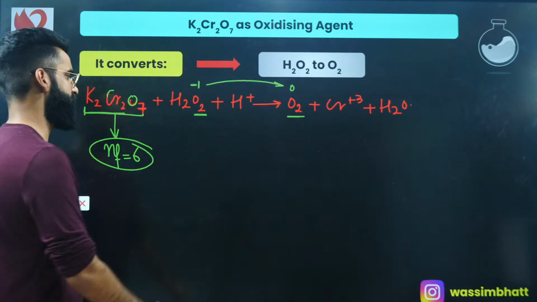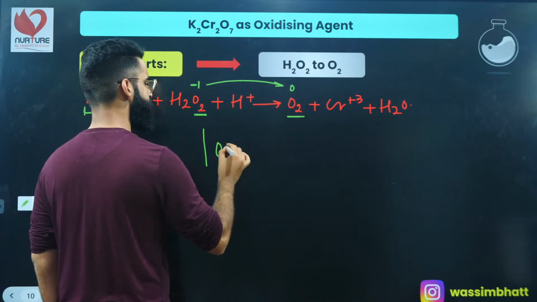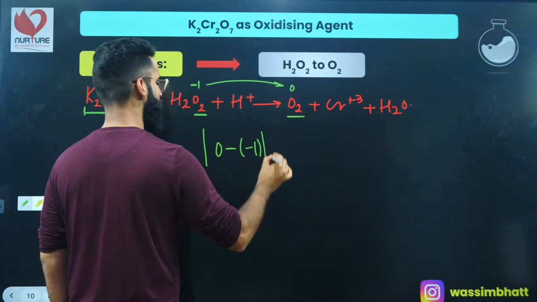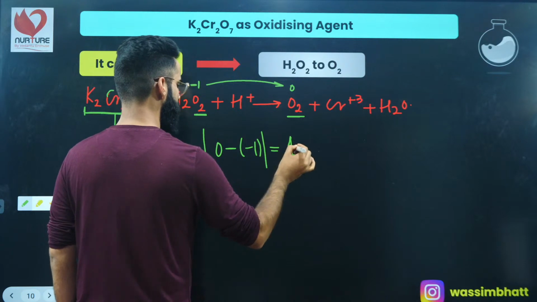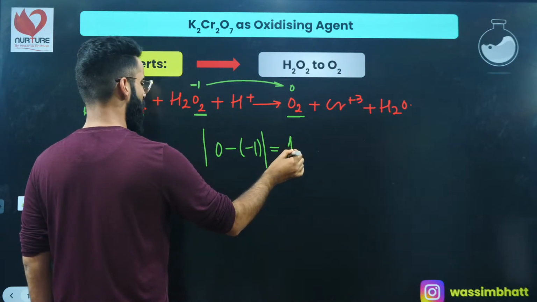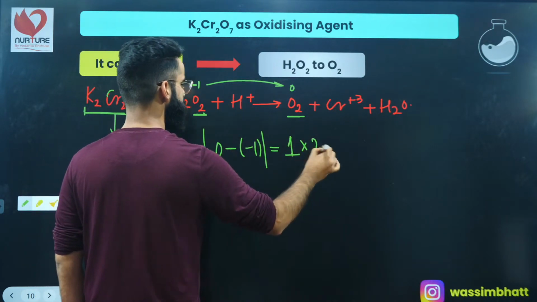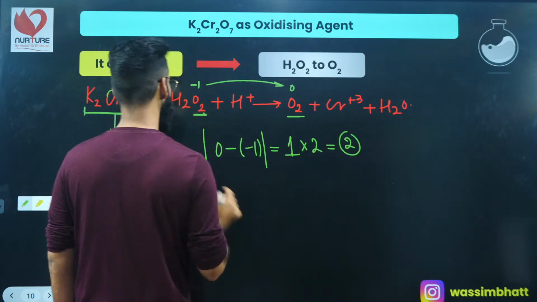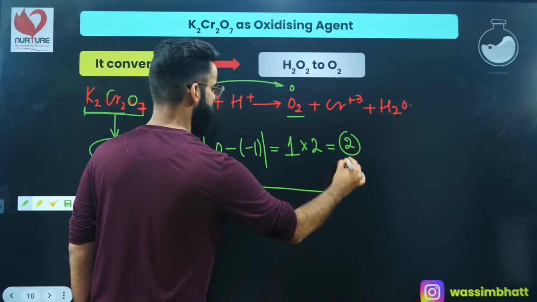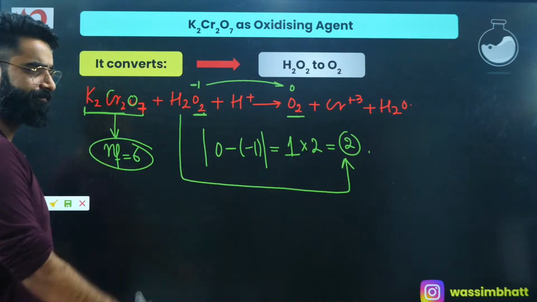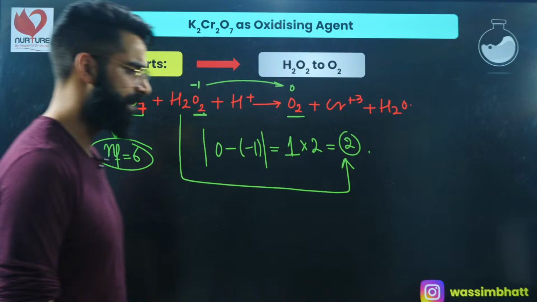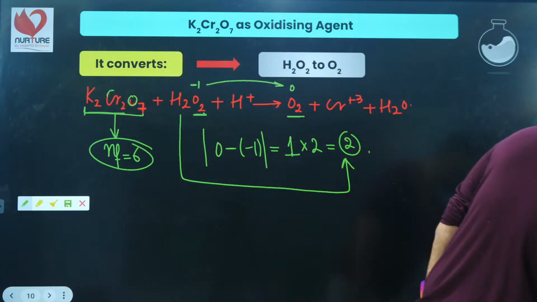Calculate the change in oxidation state, which is equal to final oxidation state minus initial oxidation state of oxygen. The value comes out to be 1. 1 is the change in the oxidation state for 1 atom of oxygen, but we have 2 atoms. So 1 multiplied by 2 comes out to be 2. So the N factor of this H2O2 in this reaction is simply going to be 2, right? I'm sure it's again clear to everyone, right, people?